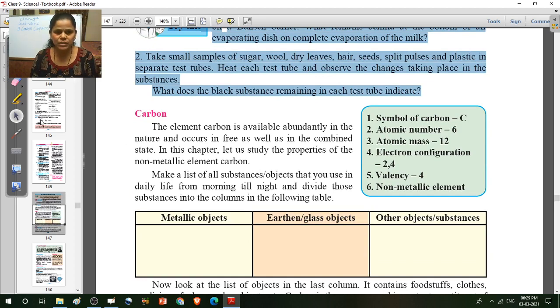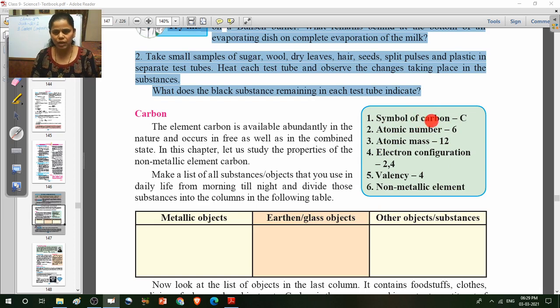Carbon. What is carbon? Carbon is an element. The element carbon is available abundantly in nature and occurs in a free as well as in the combined state. Yes, carbon is an element, and here is the introduction of carbon.